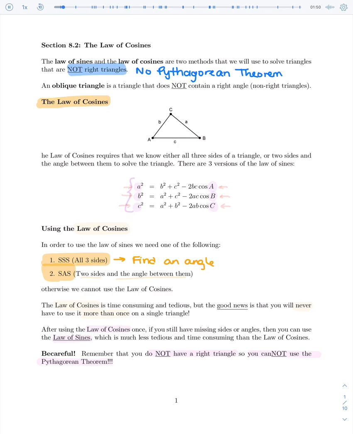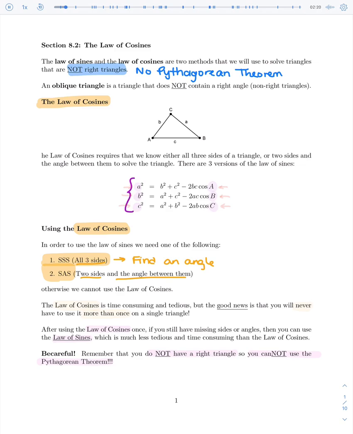That is what the law of cosines is going to be used for. These two very specific cases. Either you have all three sides, or you have two sides and the angle in between them, meaning the angle that doesn't have anything to do with the two sides. So that's what the formulas say. And what you'll notice is the formulas actually do look very similar. There will be three formulas, and they look very similar to the Pythagorean theorem.